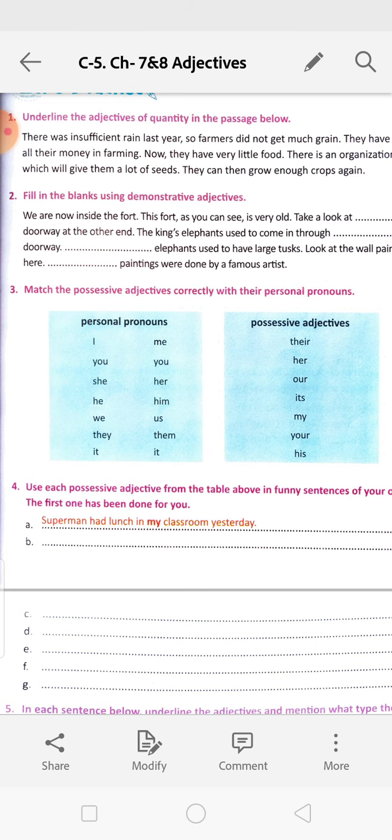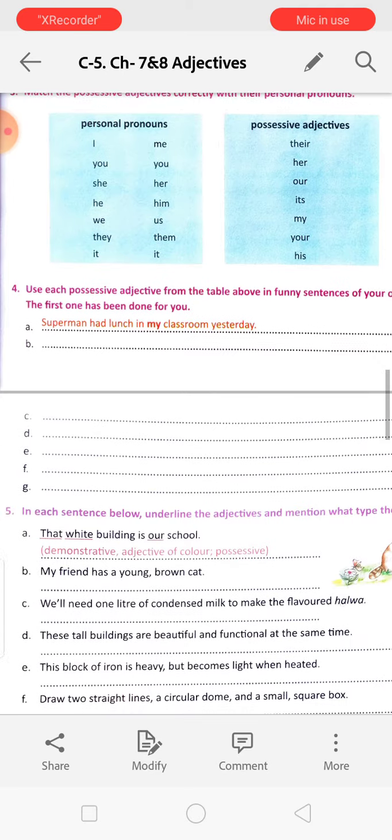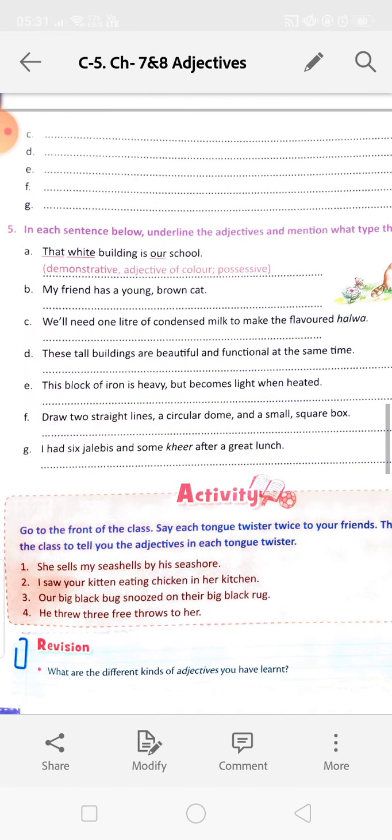Here, personal pronouns and possessive adjectives. Personal pronouns are given and possessive adjectives are given. You have to match them correctly. Okay, number 4, cut it. It will not come in the exam and there is no need to do it.